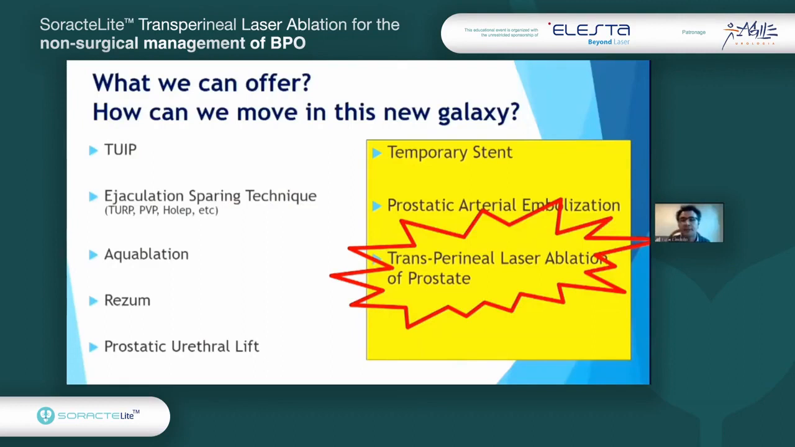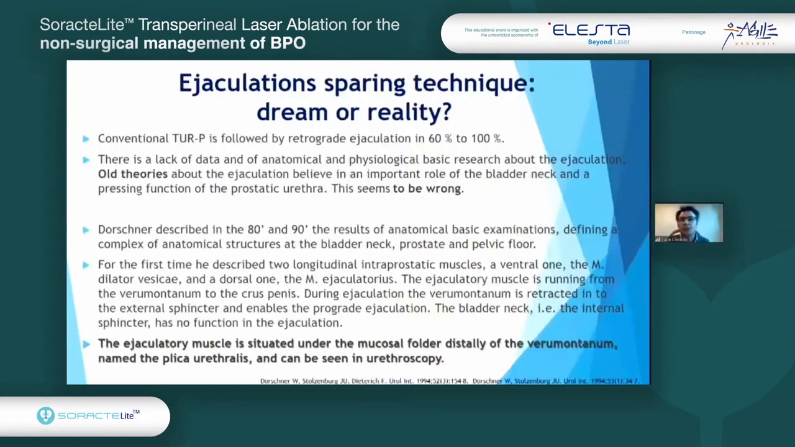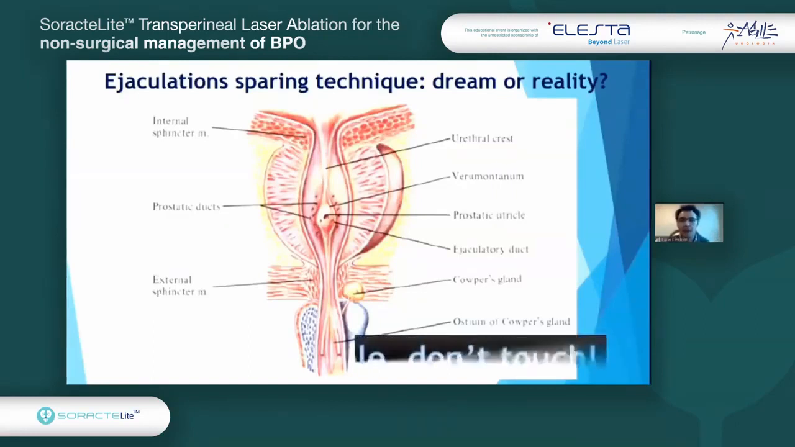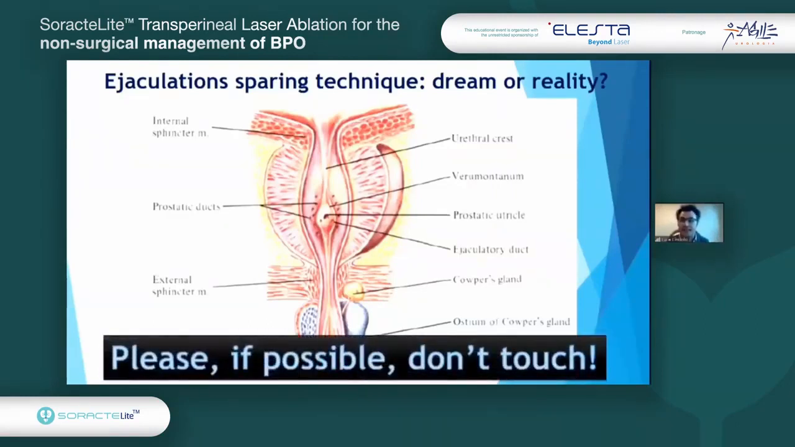But now we have transperineal laser ablation of the prostate. Why is this better, or probably better in the future? Because of the ejaculation-sparing techniques, taking together all the knowledge about the anatomical structures involved in ejaculation, which are, as already remembered, very fragile structures and, to be honest, not so well known. So in my opinion, one of the best ideas is, please, if possible, don't touch this triangle.